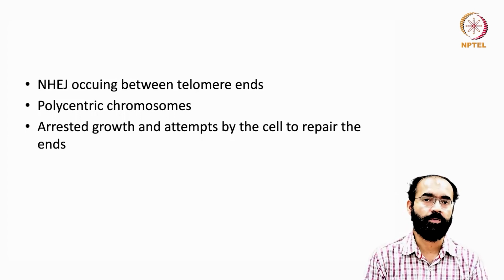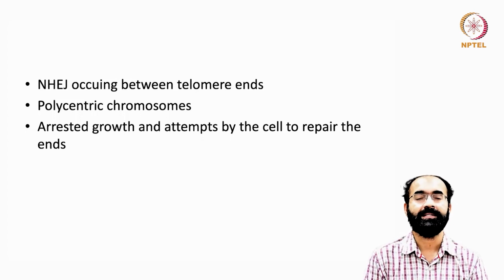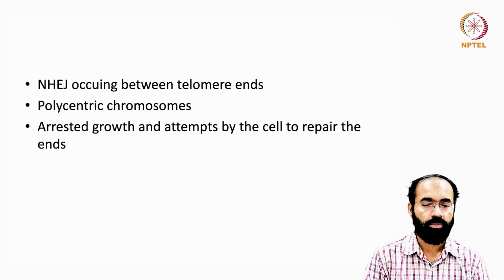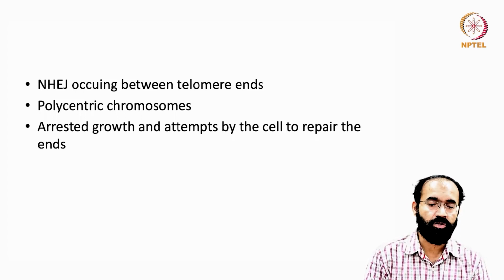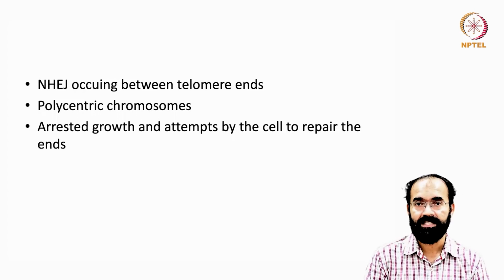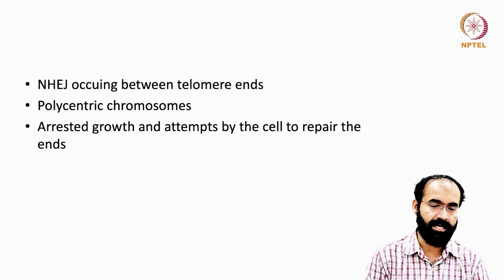If more than one centromere is there in a chromosome, then it can lead to damage to the chromosome itself and eventually the cell will die. So there is arrested growth, and attempts by the cell to repair the ends can result in a very serious situation. That means arrested cell growth must be marked for cell death.